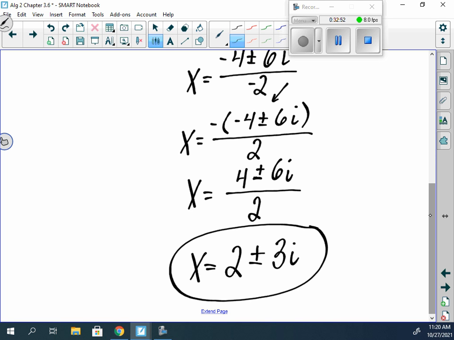Any questions on any of this here? We feel pretty comfortable with quadratic formula? Because really we're doing what? Plugging in A, B, and C and simplifying. Are there any questions on any of this here?